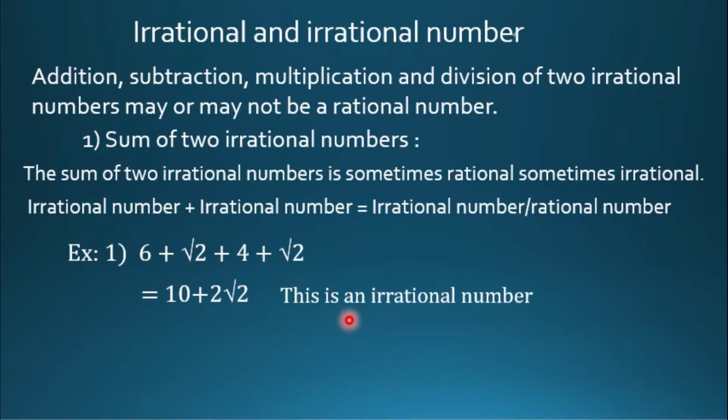Another example. 5 plus square root of 2 plus 3 minus square root of 2 is equal to 5 plus 3, which is equal to 8. And plus square root of 2 minus square root of 2 are cancelled. Therefore, 8 is the answer. It is a rational number.